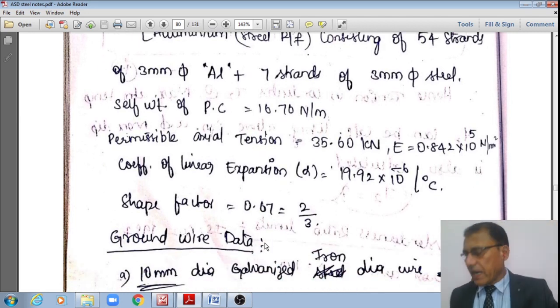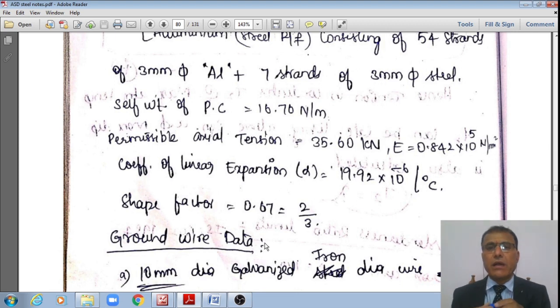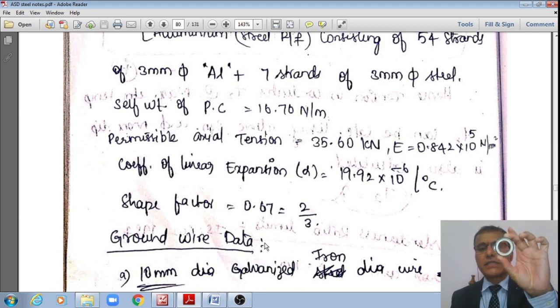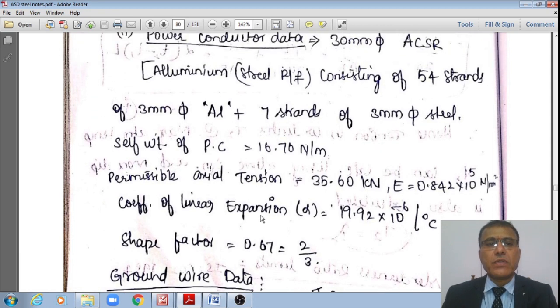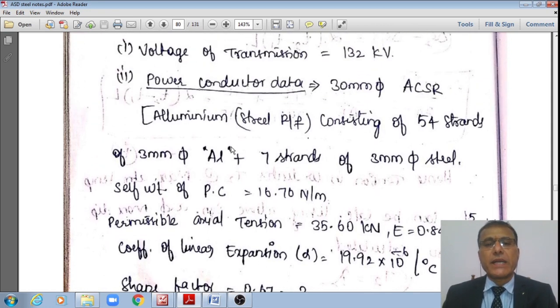And the shape factor of these power conductors, because it is a square shape, students, hence this shape factor is equal to 2 by 3 or equal to 0.67. That is how the data pertaining to the power conductor.